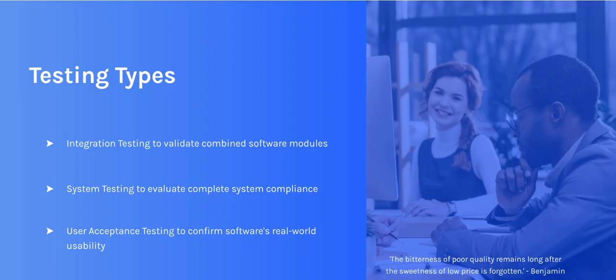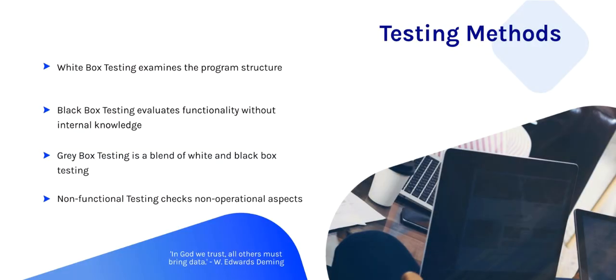Finally, we have user acceptance testing, or UAT. In this stage, actual users test the software to confirm it's usable in real-world scenarios and meets their expectations before it goes live. Each testing type builds on the last, working together to ensure the software is reliable, functional, and ready for use.